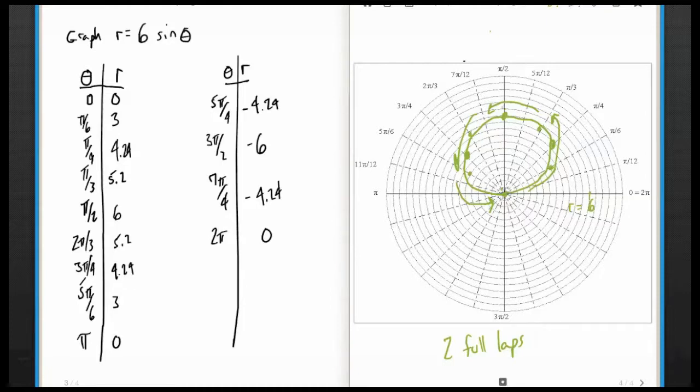Because if I said how far is it around the circle, and you said, well, 0 to 2 pi, and you did 1, 2, you'd really get 2 circles here. If I said, what's the area, and you did 0 to 2 pi, same thing would happen. You'd get double the area. So you need to be aware. Your calculator won't tell you this is 2 laps. Your calculator just says this is a circle. Right? You have to be able to figure out what's going on.